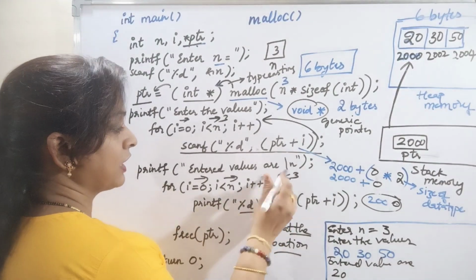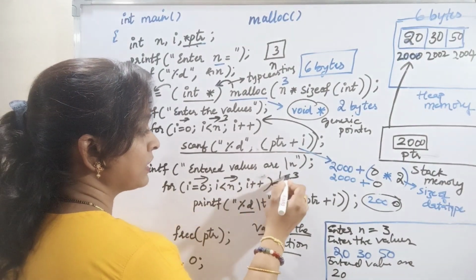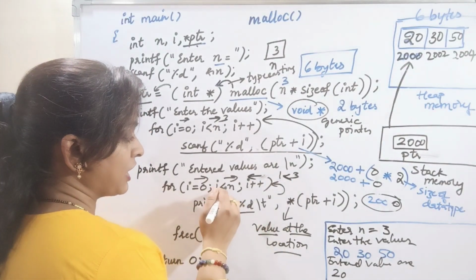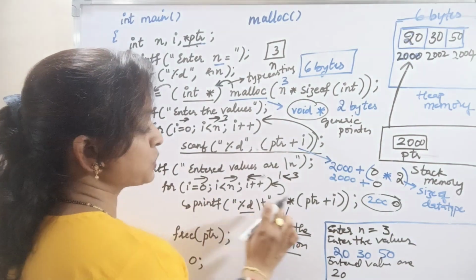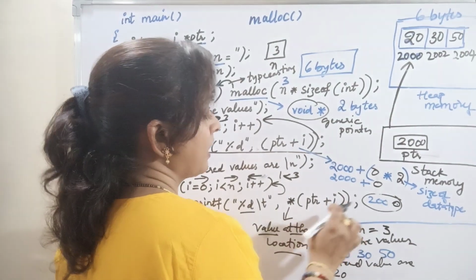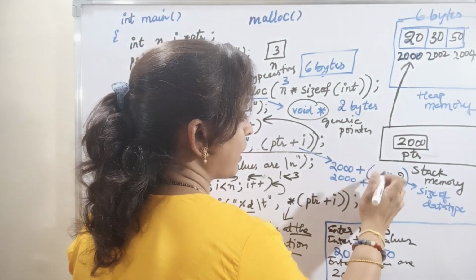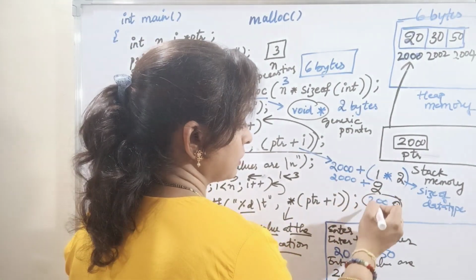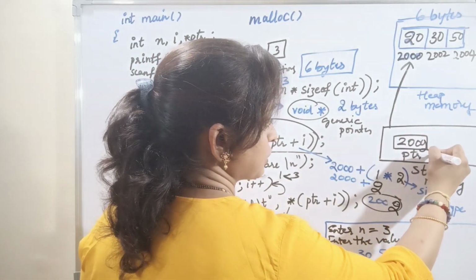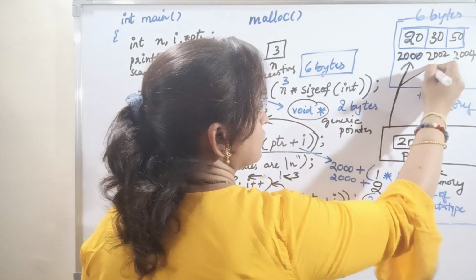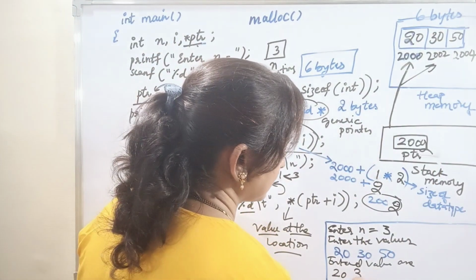Again look back, it becomes 1. 1 less than 3, condition satisfied, execute, print the integer stored in asterisk PTR plus I. I is 1. So 1 into 2, it is 2. 2000 plus 2, it is 2002. Now it becomes 2002. Value at the location 2002, it is 30.